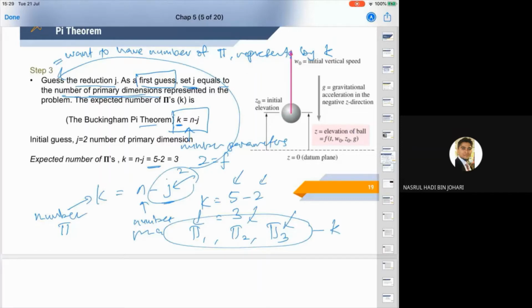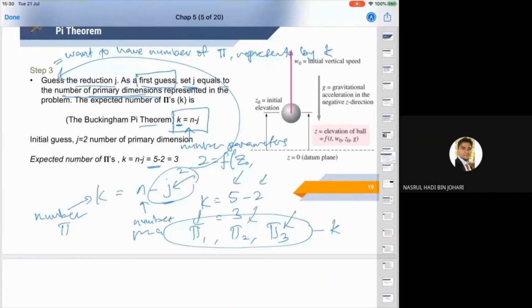Z0, okay? Initial elevation, and then depends on what lagi? Initial vertical speed. What else? Time, kan? Berapa laju, berapa cepat dia jatuh. And then what else? Another one is G. So 1, 2, 3, 4, 5. So this is N.